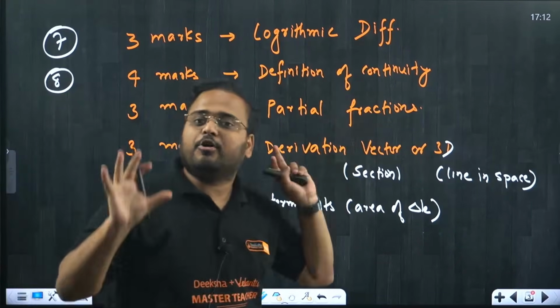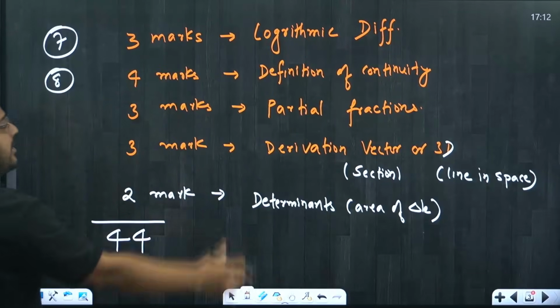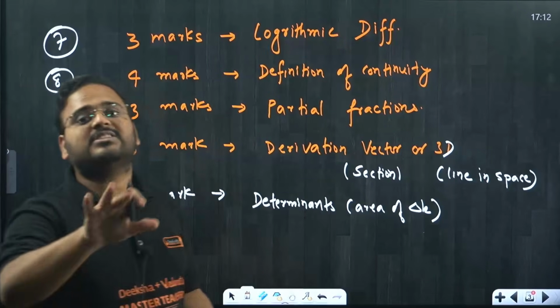In 4 marker, check your question number 8 that you are solving. Definition of continuity, one 4 mark question will be guaranteed. If you want the other part of this, you can also choose which is the determinant question.